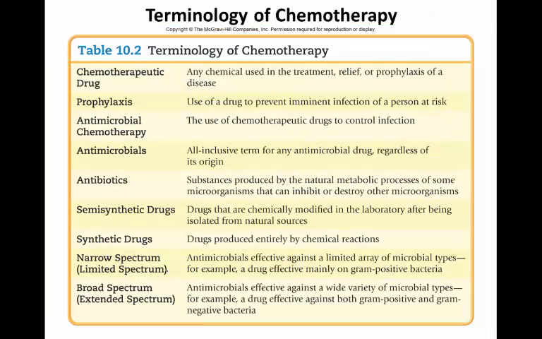Now, a little bit of terminology you need to make sure you're familiar with. Chemotherapeutic drug, do not be fooled by this. It is not specific to any type of cancer treatment. Chemotherapeutic agents are any chemical used to treat or relieve symptoms of a disease or disorder. Chemicals that are used prophylactically are used preventatively, basically before you get sick. We give prophylactic antibiotics to surgery patients sometimes just to make sure that they don't get an infection. Antimicrobial chemotherapy is specific to controlling infection.